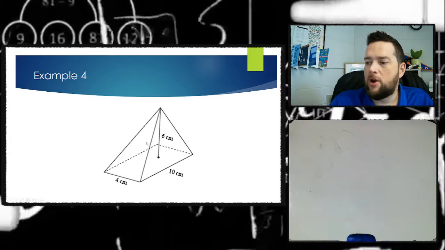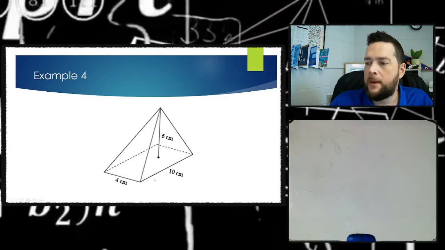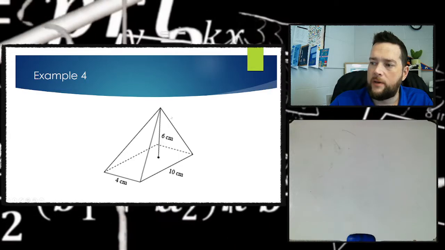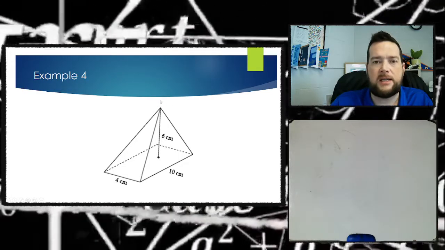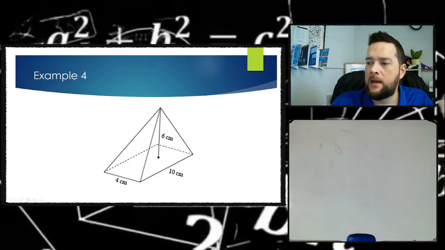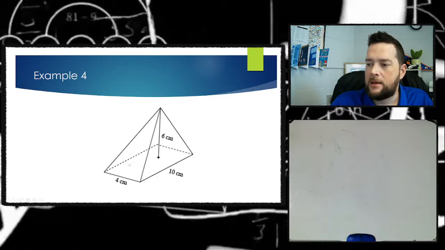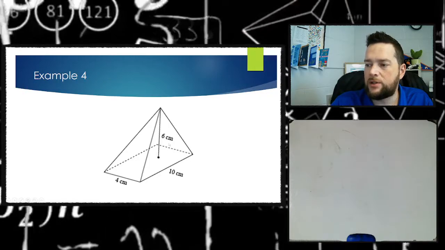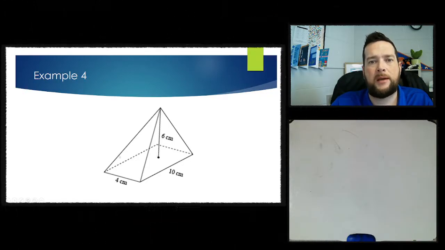I see a bunch of triangles. I see this rectangle right here. But the main thing that I see is all the sides come to a single point at the top. Therefore, this is a pyramid. All right? Now, the kind of pyramid it is, I'm going to look at the base. The shape of the base is a rectangle, so this is a rectangular pyramid.